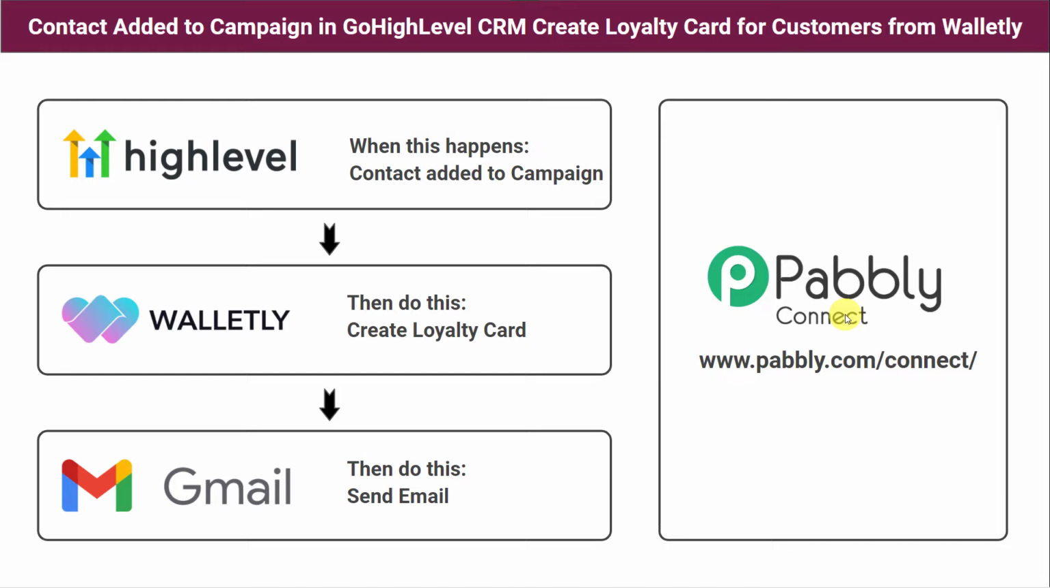So first we have to create an integration between HighLevel CRM and Pabbly Connect. Then Pabbly Connect is going to capture all the details of the customer whenever the customer is added to a campaign. Then using the details of the customer, automatically a loyalty card will be generated for the customer and it will be shared on the Gmail account of the customer. And in this way, we are going to learn how we can create an integration between GoHighLevel account, Walletly and Gmail using Pabbly Connect. So let us learn the integration process now.